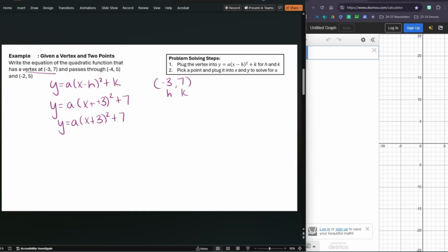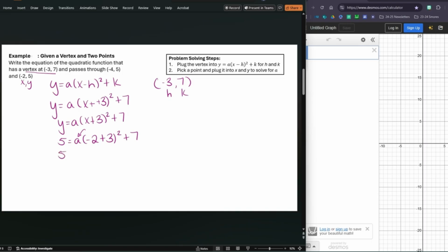Well, now what you can do is you can just pick one of these other points. It honestly doesn't matter which one you pick. Just pick a point. For example, I'm going to pick (-2, 5), and that's going to tell me my x and y values. So I'm going to plug those into my equation. So I have 5 equals a times (-2 plus 3) squared plus 7. So now you can see here I have an equation with just one variable. My variable is a, so I can actually solve this equation now to figure out the value of a.